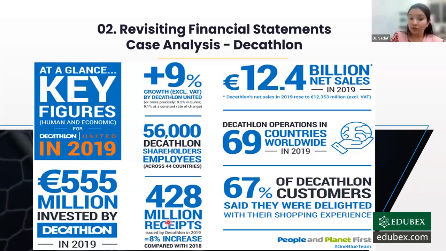Now, also here you can see there was a record increase in the invoices or the receipts. In 2019, Decathlon reported 428 million increase in the receipts as compared to the last year. Okay, so this is what we are seeing, that there's a massive increase in the shopping, the buying of customers, around 428 million increase in invoices. Okay, so this is really, really significant in terms of the company.